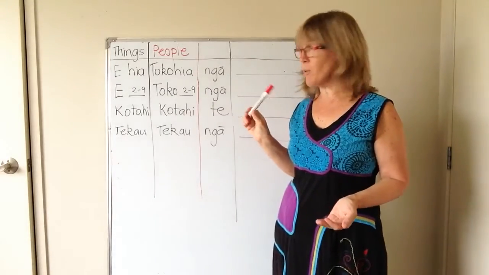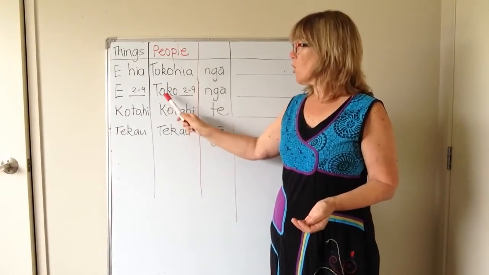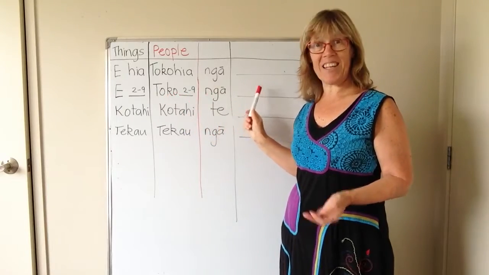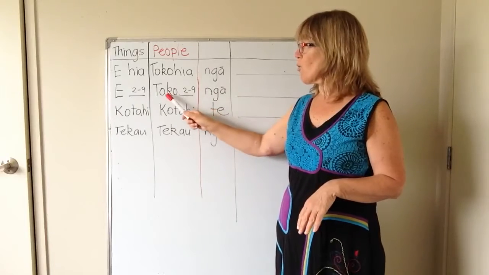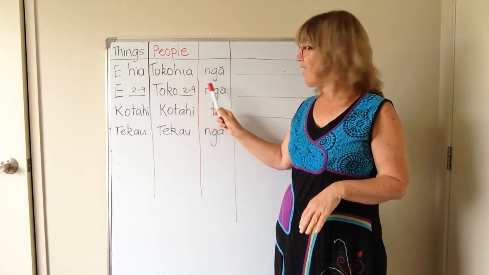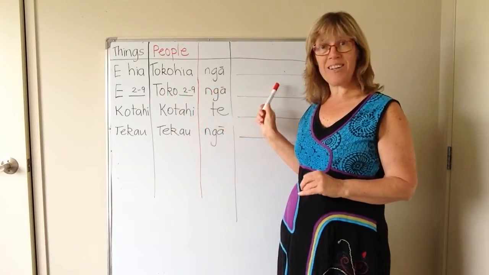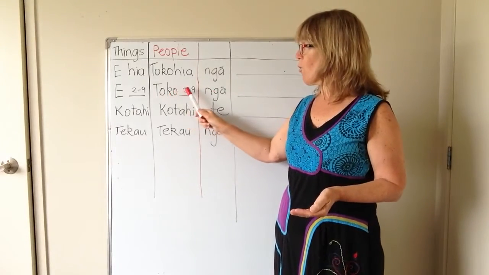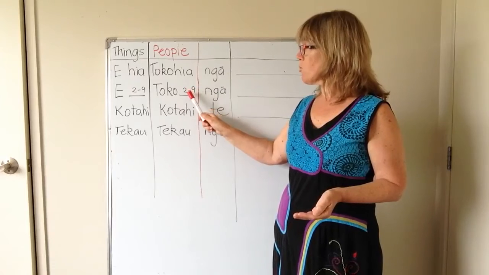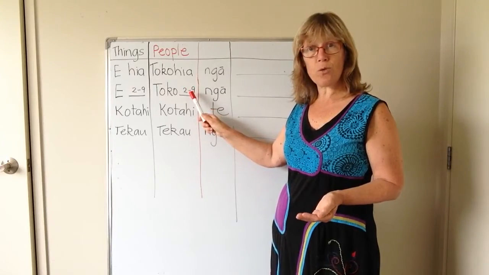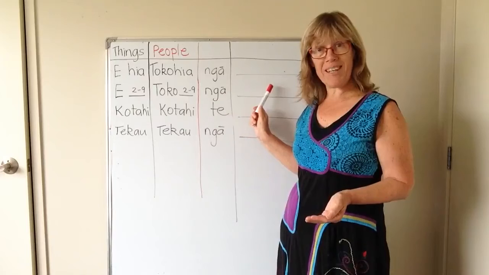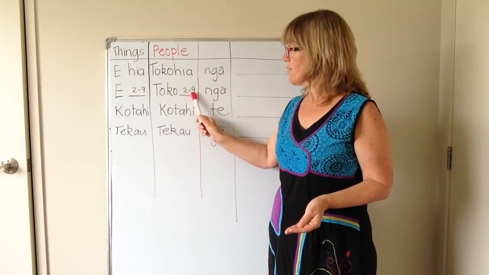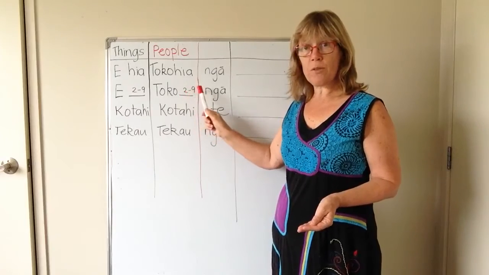And the answer would be, for people, tōko rua ngā tāne, 2 men. Tōko iwa ngā kaumātua, 9 kaumātua. Tōko toru ngā tamariki, 3 children. So it's the same rule with the 2 to 9.